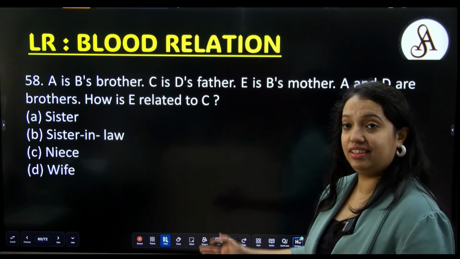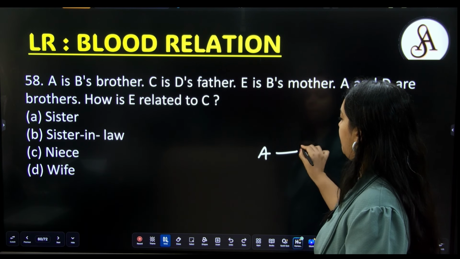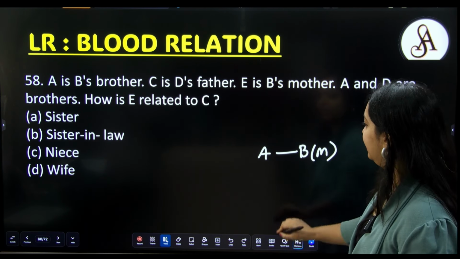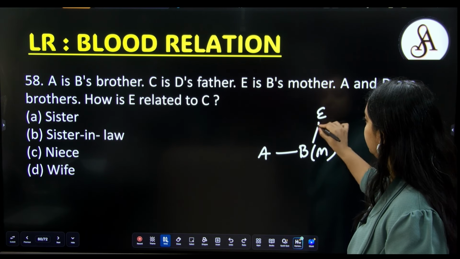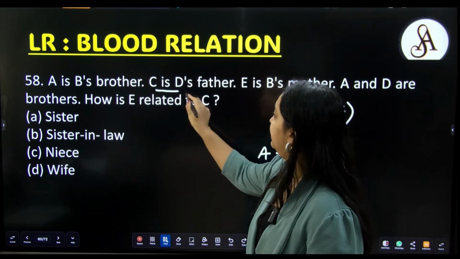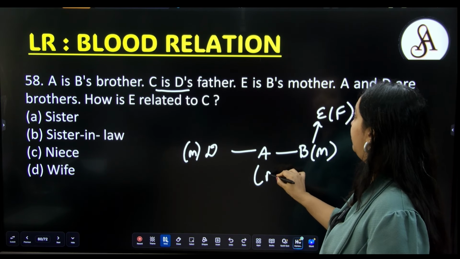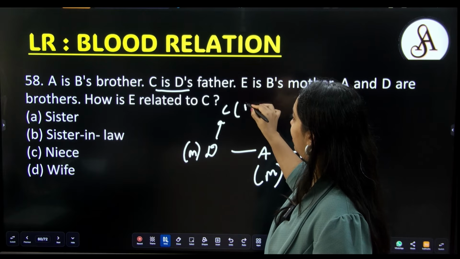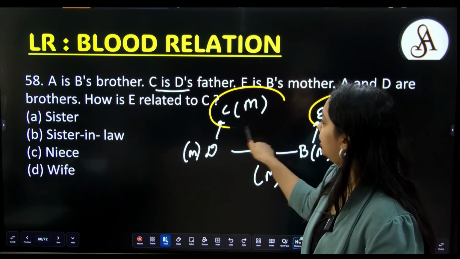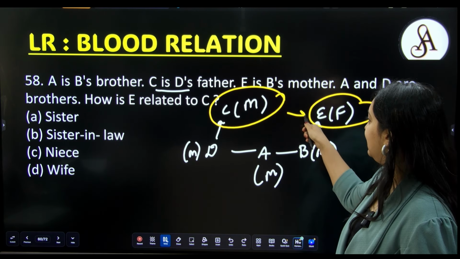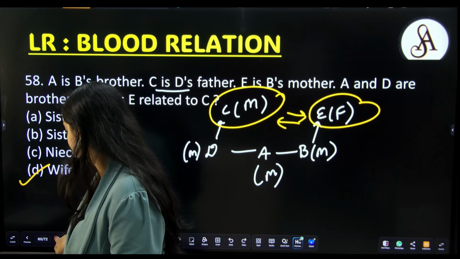A is B's brother. This is the question from our exercise from ICAI material. A is B's brother. B is the brother, male person. C is B's father. Okay. E is B's mother. E is B's mother, female. C is D's father. Okay. A and D are brothers. Both are male and male. C is D's father, again male person. How is E related to C? This is mother, this is father. How is E related? Father, mother, husband, wife. She is the wife. Next.